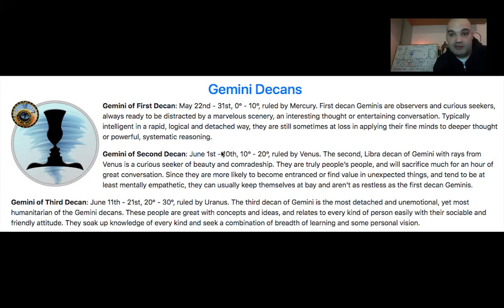So again, here it's just showing you how first decan Geminians are totally different to second decan Geminians. The first ones are more of an intellectual kind of Gemini, with Mercury being the ruler, whereas the second decan Gemini is influenced by Venus, which is more about love and partnerships and pleasure.